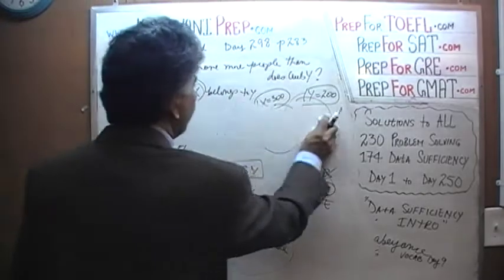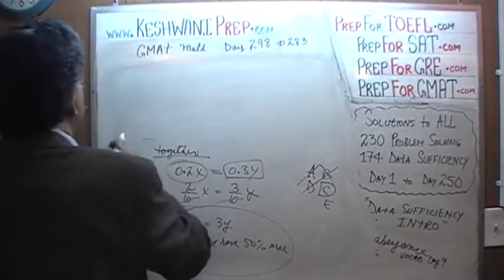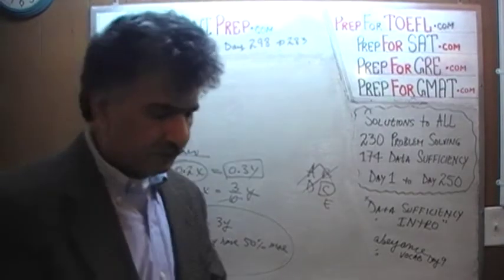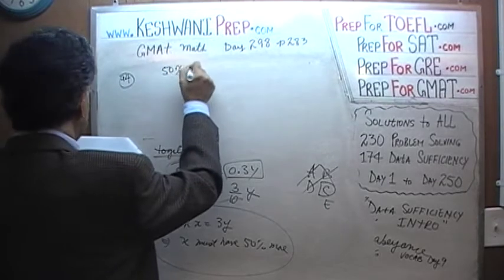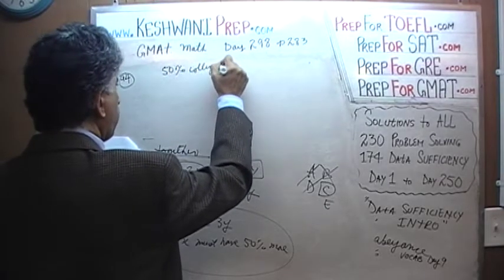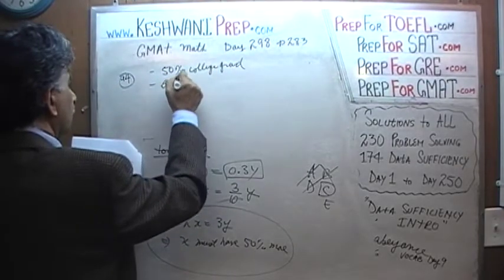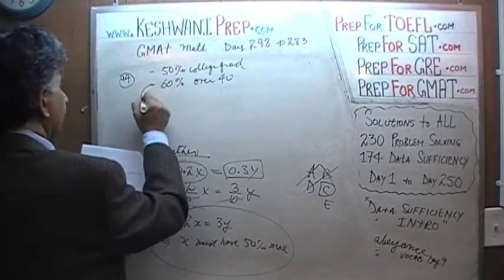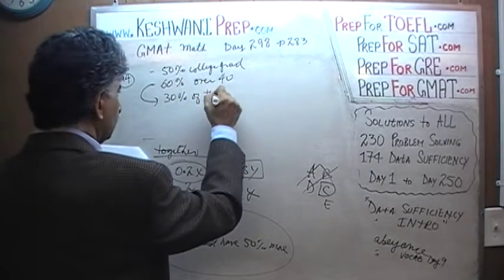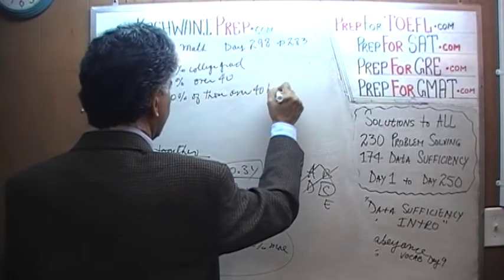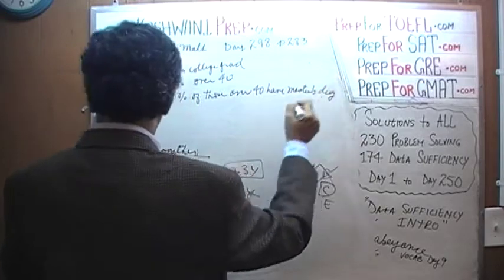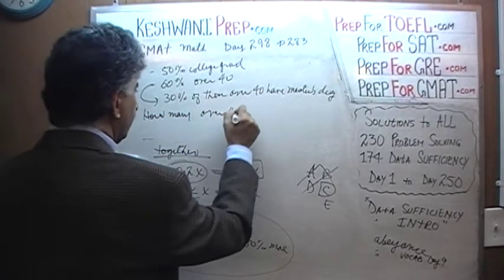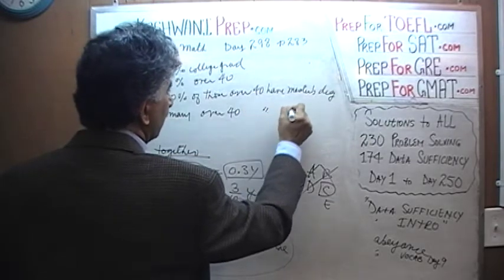Number 94. Let's see what they have to say, number 94. In number 94, we are told that in a certain office, 50% of people are college graduates. We are further told that 60% of people are over 40. And they're going to tell us that 30% of those over 40 have a master's degree. The question is, how many over 40 have a master's degree?